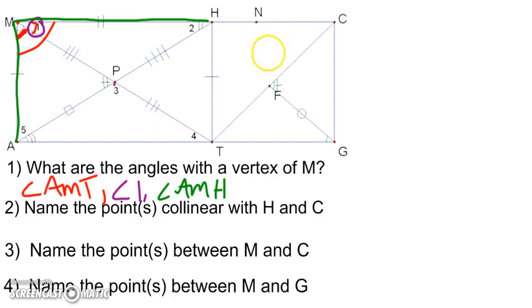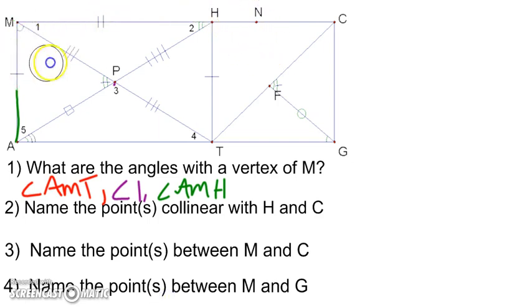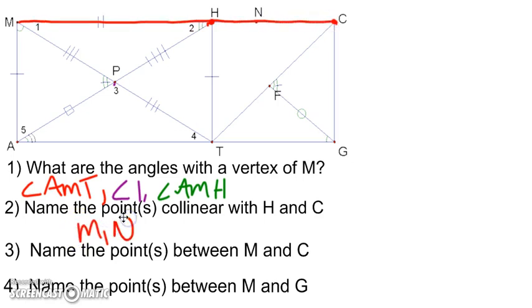We're talking about collinear when we are looking at collinear with H and C. So we're talking about points that are on the same line as H and C. The points that are on the same line as H and C would be M and N. Number 3 relates to number 2, but in order to be between M and C, they must lie on the same line as M and C first, and then be between them, which is H and M.